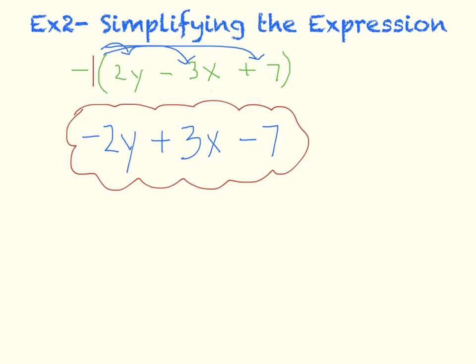And what made this problem different, to recap, is that this negative out front here did not have a number, so we simply added a 1 with it, and then we distributed negative 1 to all of these terms.